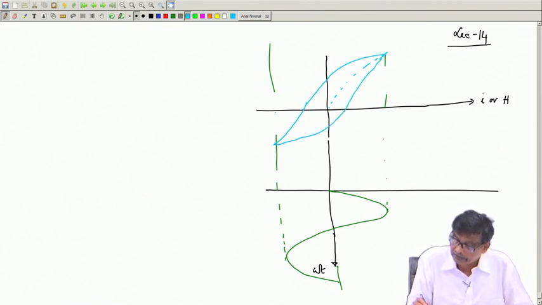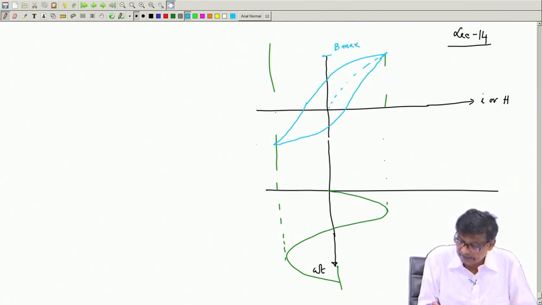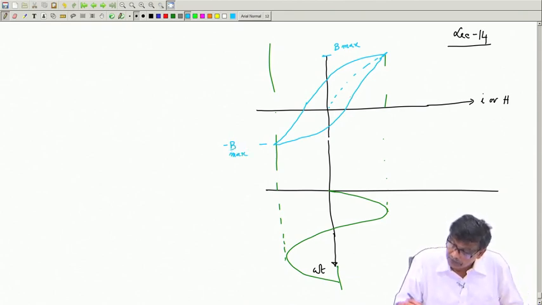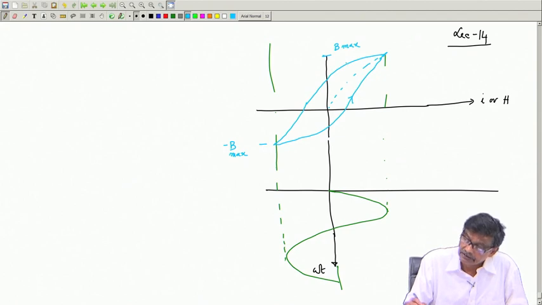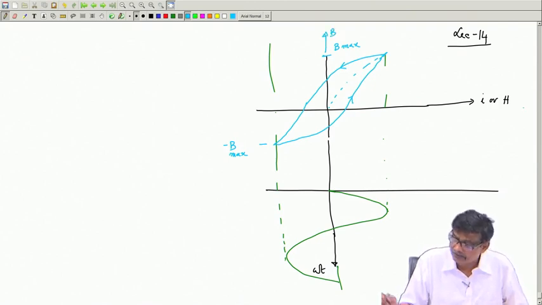It will be like this. So, this is B max here, and this level is minus B max. Okay. So, this is when dI/dt is positive, current is increasing, I have to use this. When dI/dt is negative, I have to use this part of the BH curve. This axis is B, this axis is H or I.